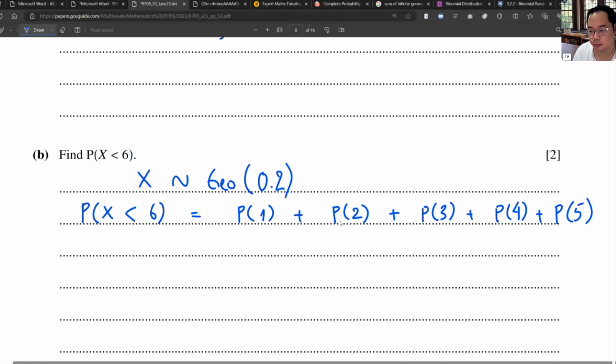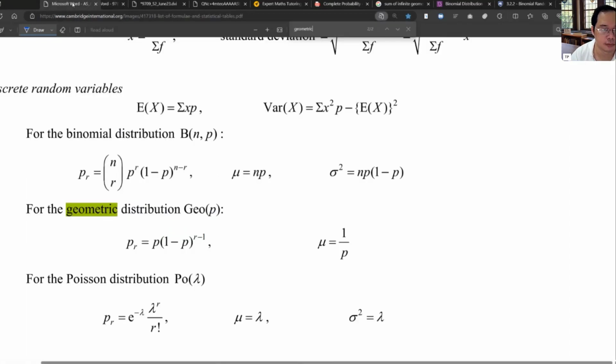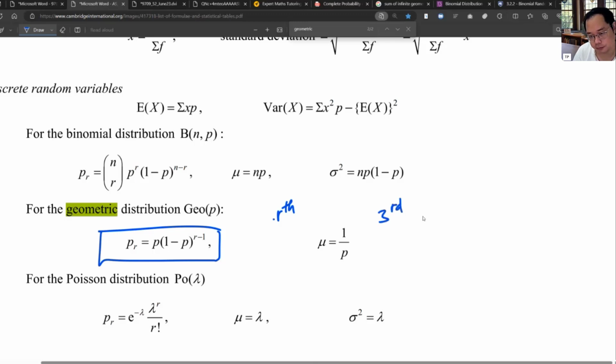So there are 5 probabilities, and to calculate each individual probability here, we can use the formula in the booklet formula sheet: the probability of success at the R-th time. For example, we succeed in getting a value 3 after 3 spins, at the third spin.